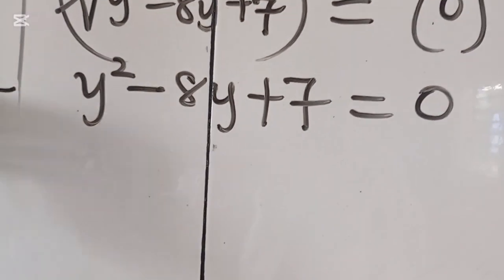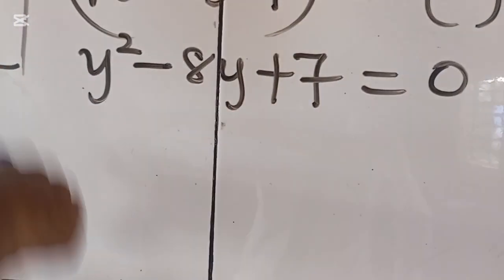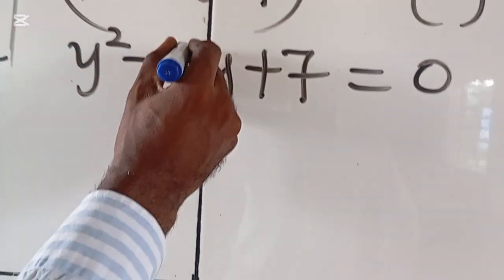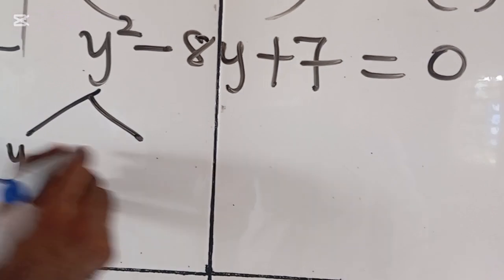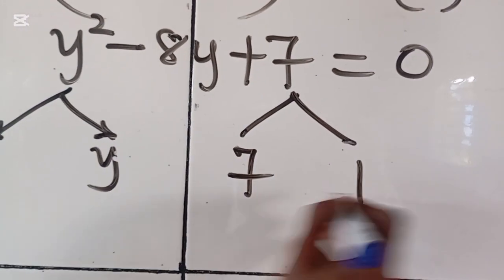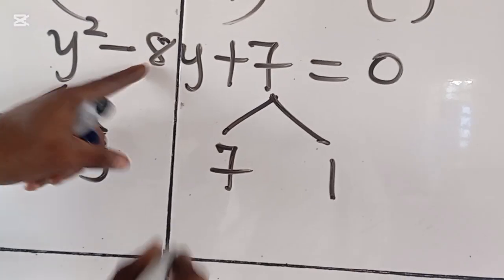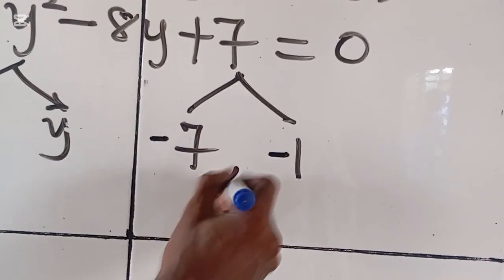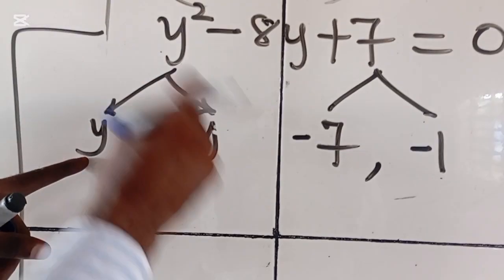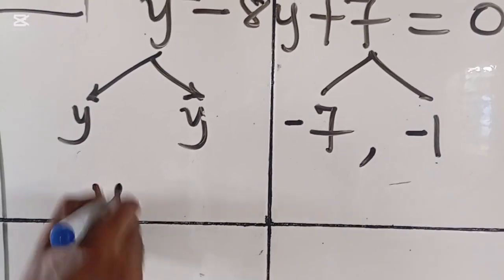I will factorize. Factorization method is the fastest method of solving quadratic equation, but I will use a shorter method inside factorization method. I come this way, y and y squared. I come this way, 7 and 1. 7 times 1 is 7. What will I do with 7 and 1 to get minus 8? Minus 7 minus 1. I've gotten my y times y is y squared, and minus 7 and minus 1. Okay, fine.